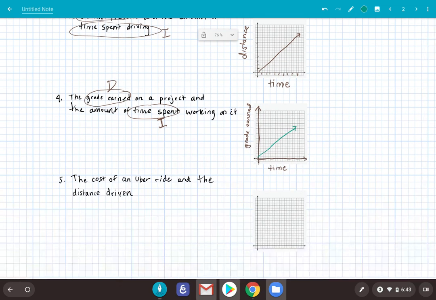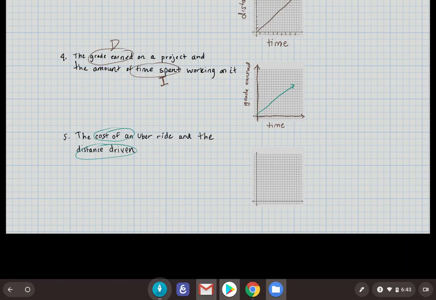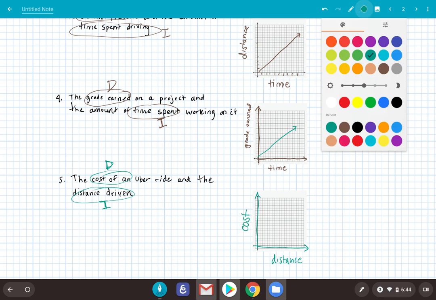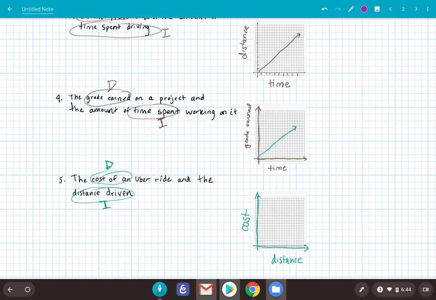And then finally, the cost of an Uber ride and the distance driven. So you've got the cost of a ride and you've got the distance driven. So the cost of your ride is going to depend on the distance that the driver has to take you. So I would say that your cost is going to be your dependent quantity and your distance driven is going to be your independent quantity. So as your distance increases, the cost of the ride increases.